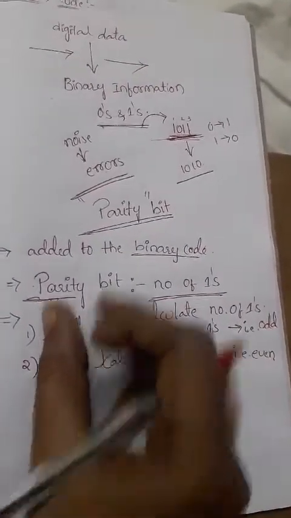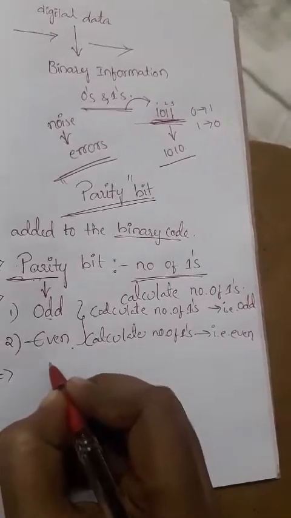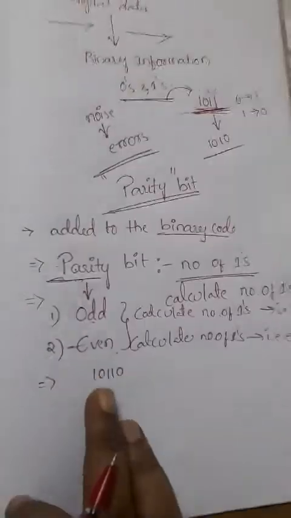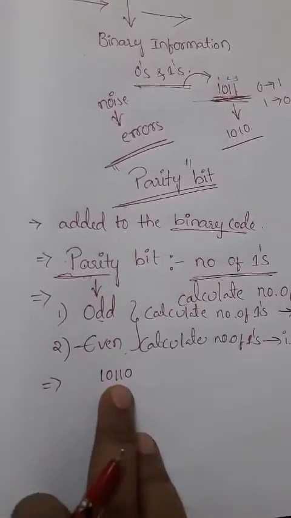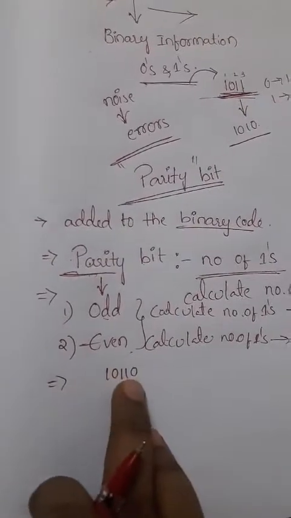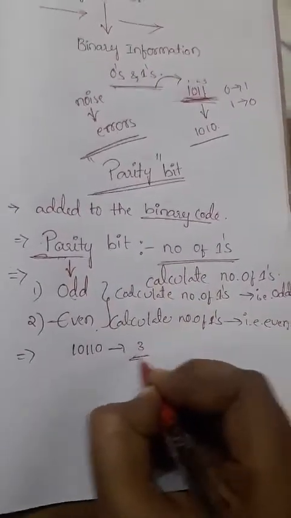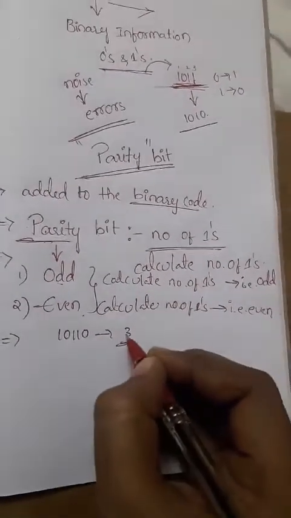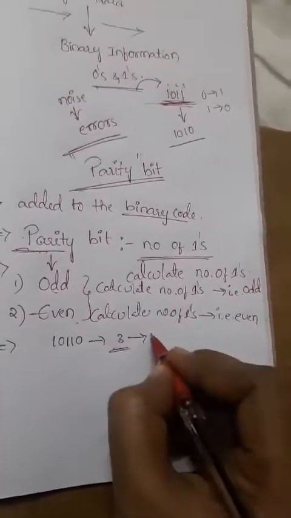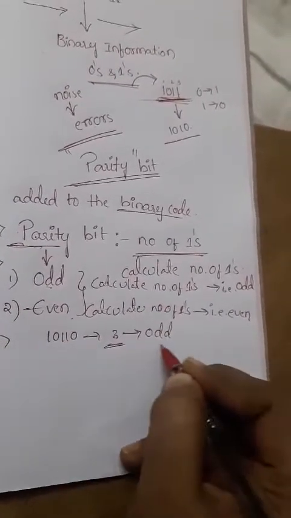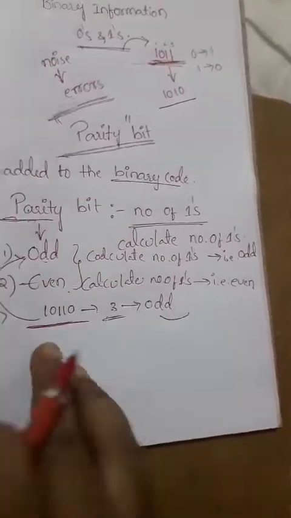Okay, so for example, I can take the information 10110. Just count how many ones we have in the binary data. So 1, 2, 3. Totally this binary information has 3 ones, right? Is this 3 an even number or an odd number? Just check it. We already know that it is an odd number. So we can consider this as odd parity.